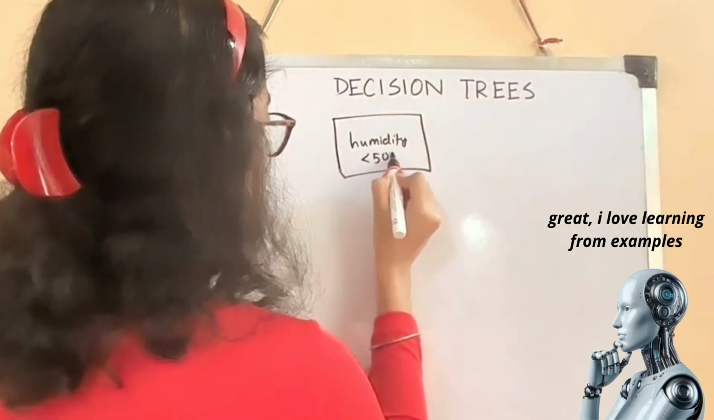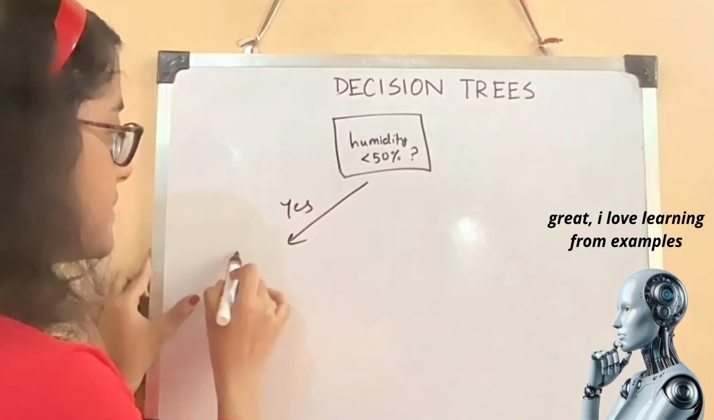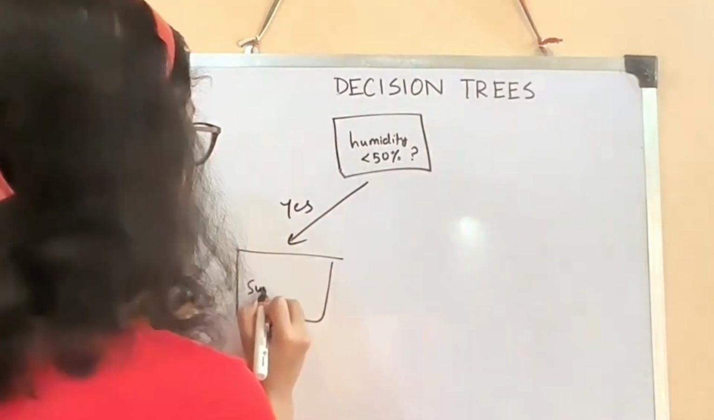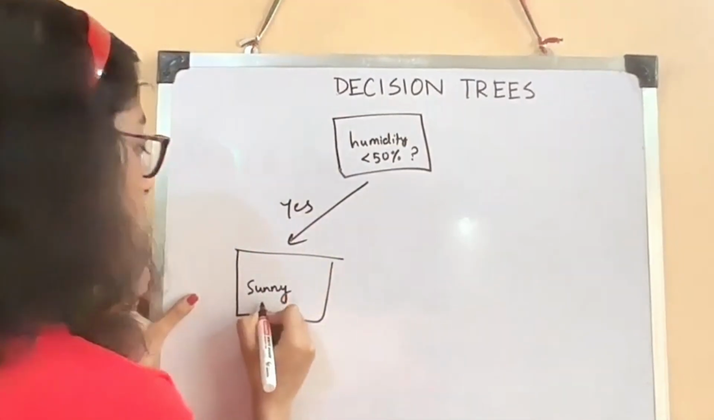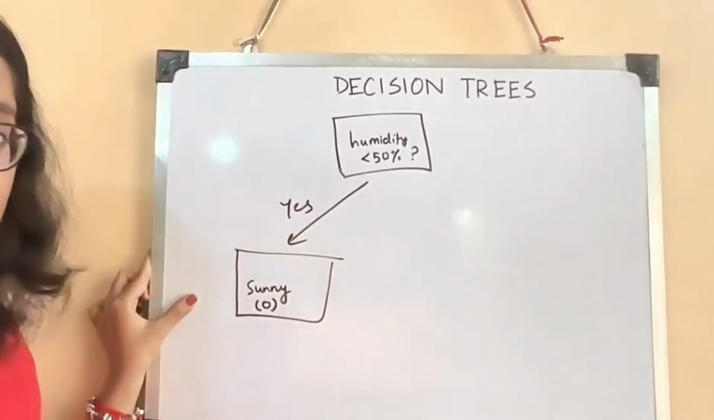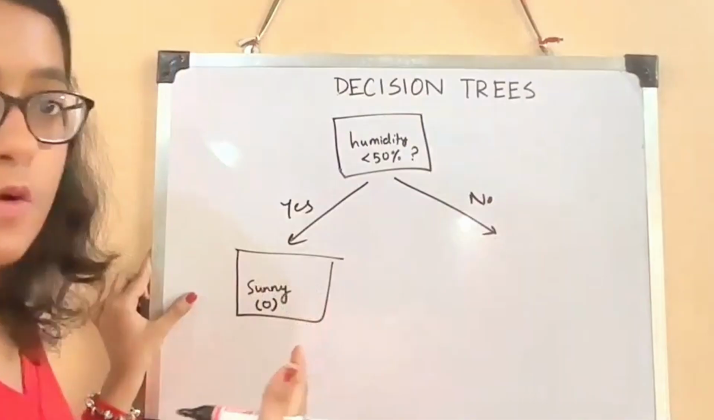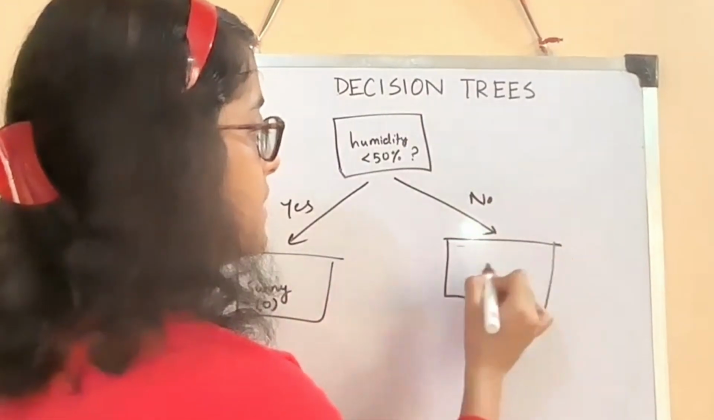If it's less than 50%, question mark, let's say yes. That means it's not that humid, so it's going to be sunny. The class is sunny. We can denote this class as 0. Okay, let's go with that. I'm going a little bit faster here. So no means the next feature will come here.